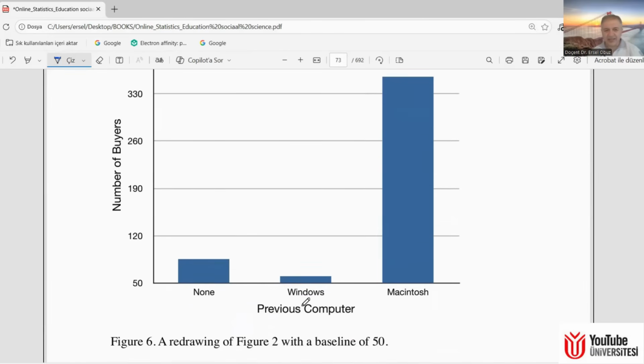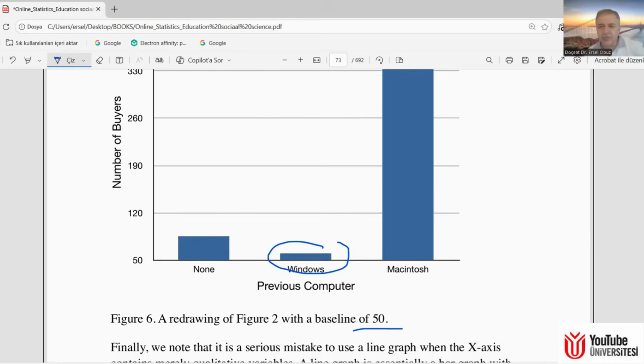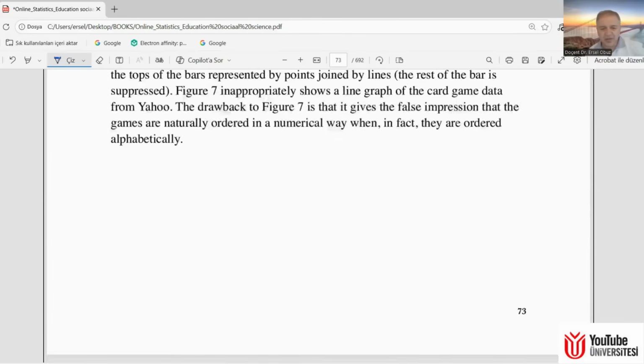Like this one, again, previous computer, number of buyers. You see the baseline is 50. When you put the baseline at 50, the Windows is almost nonexistent. So these graphs are not really good to represent the data.